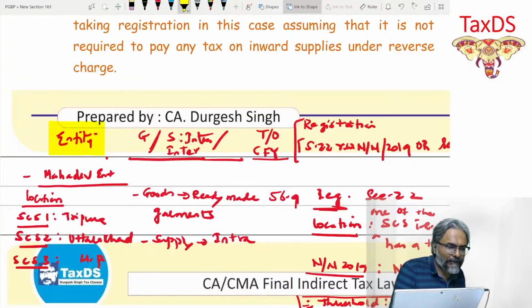Second header, students, in this regard would be the goods or services. The supply that they are doing, is it for goods or it is for services, and whether it is an intrastate or interstate supply. Whether it is intrastate or interstate supply, you can just take a note of that also. Then the turnover in the current financial year, which they have achieved, which they need to put up.